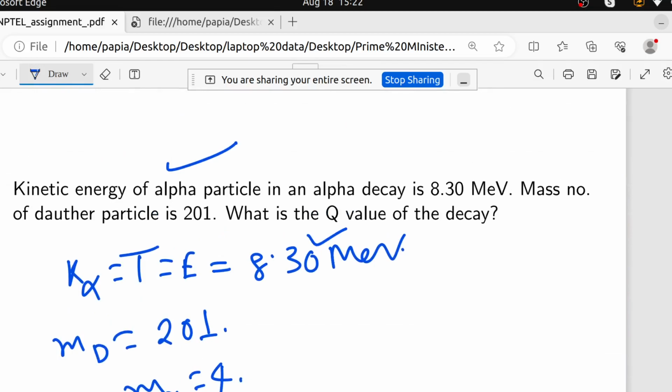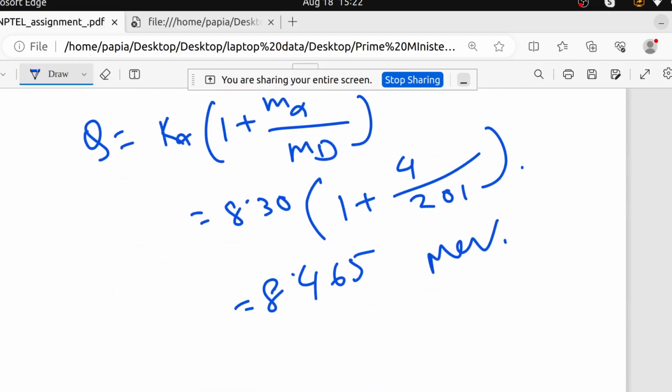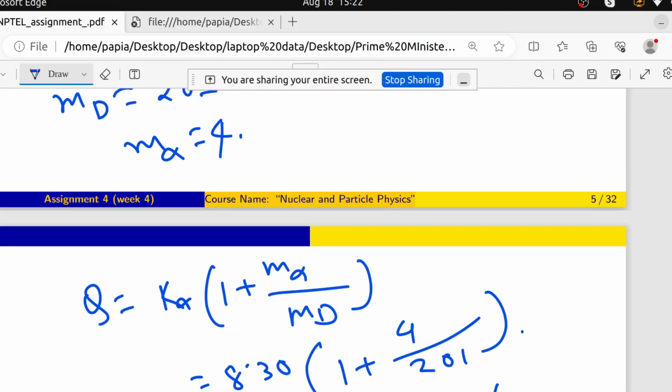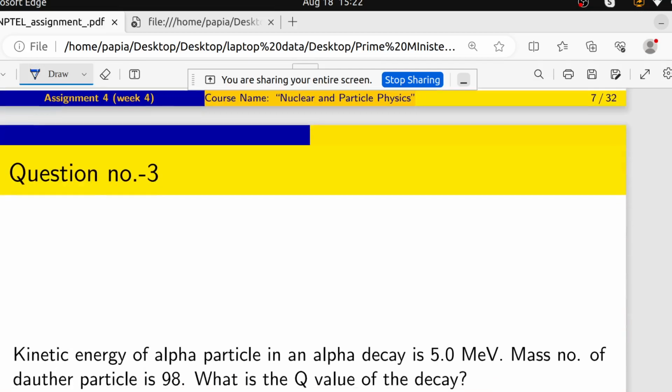This is in MeV, because our K alpha was in MeV. You can see here, our alpha particle kinetic energy is 8.30, and the mass of the daughter particle is already given. So what will be the Q value for the decay? The Q value for the decay will be K alpha into 1 plus M alpha divided by MD, and MD is given as 201, M alpha is 4. So as a whole the expression is 8.30 into 1 plus 4 by 201, and it will be 8.465 MeV. Okay, fine. So this is the second question.